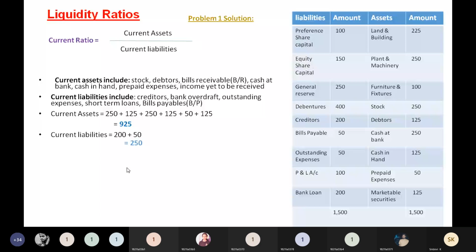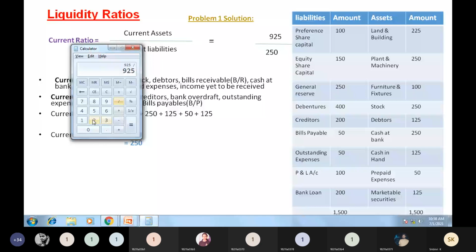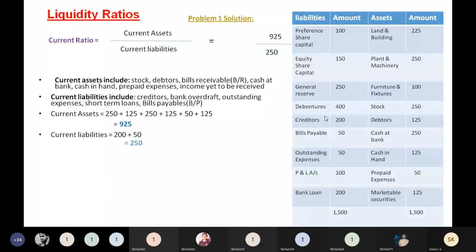So now substitute these values in the formula here. So current assets is 925 now. So see here, 925 divided by 300. So calculate that. 925 divided by 300. So how much are you going to get? 3.7. So 3.7 is to 1. You write like that. As I have moved this table this side, you are unable to see the result here. Okay. So you write here equal to 3.7 is to 1 ratio.